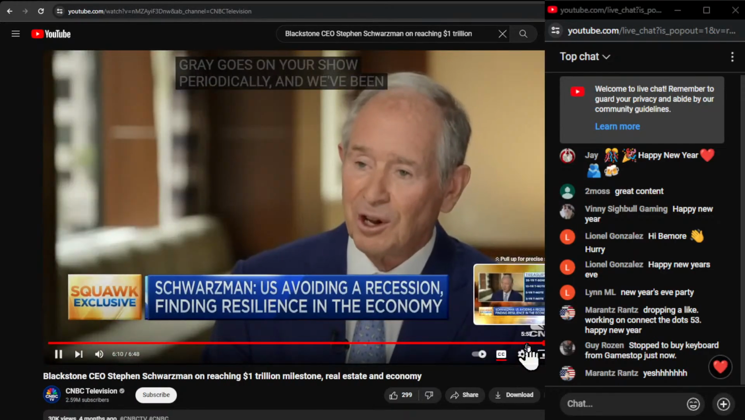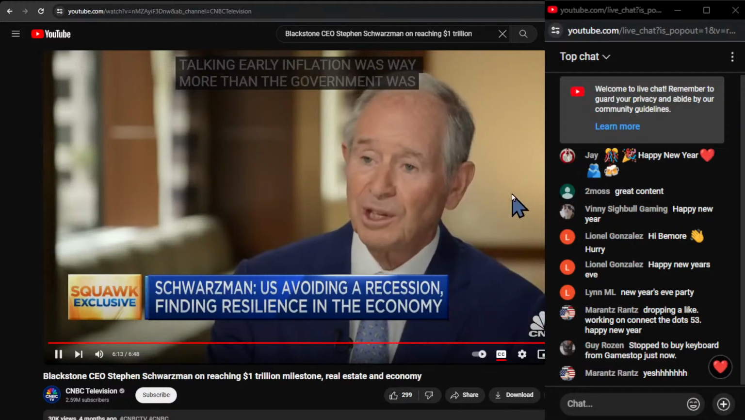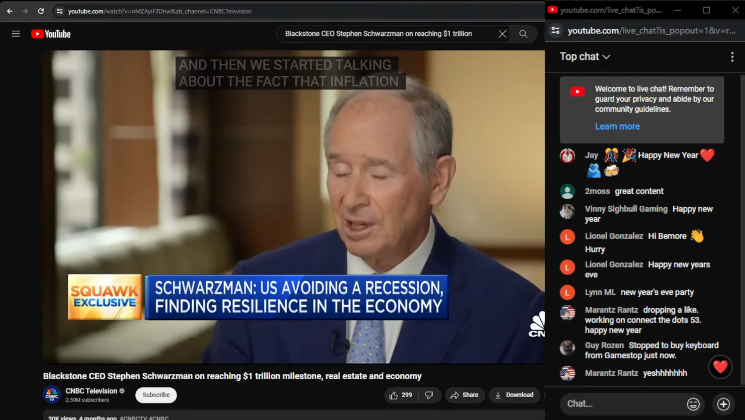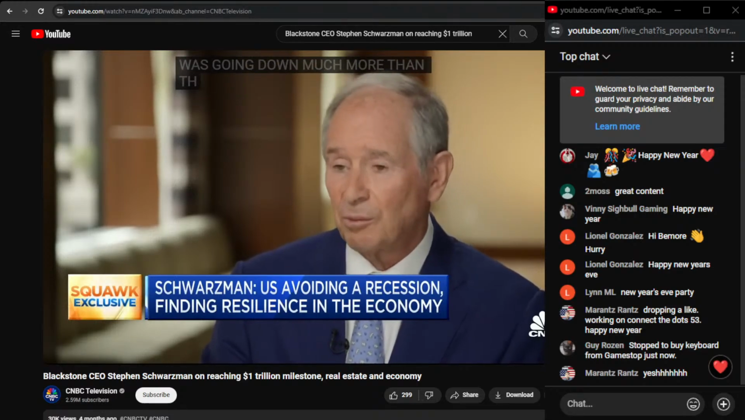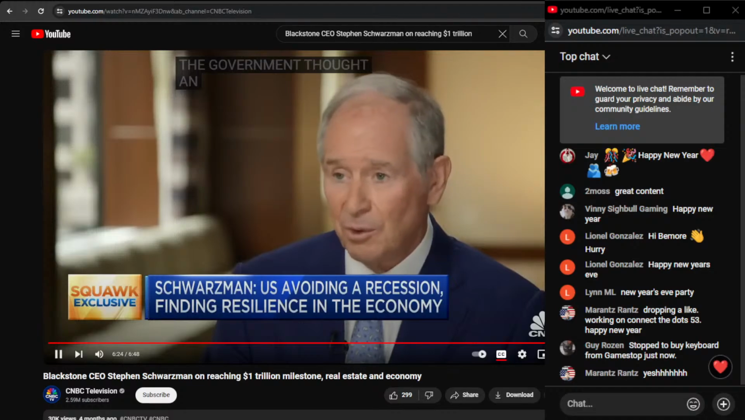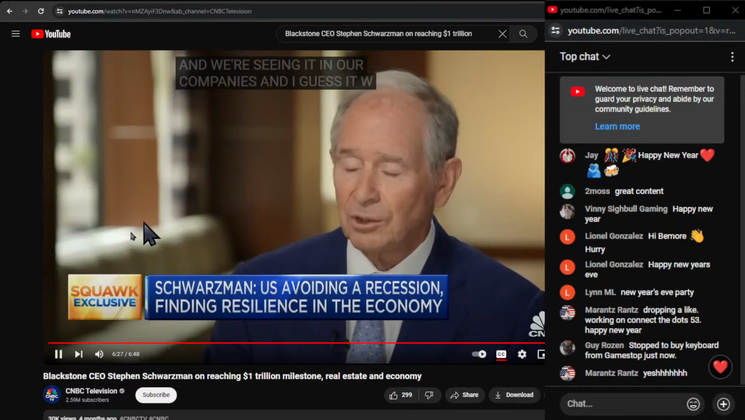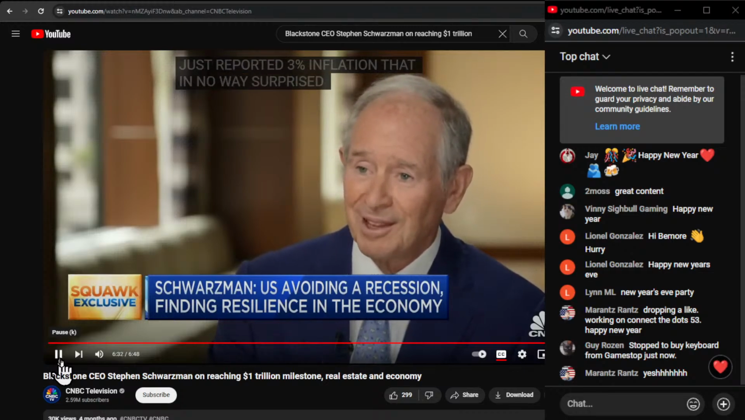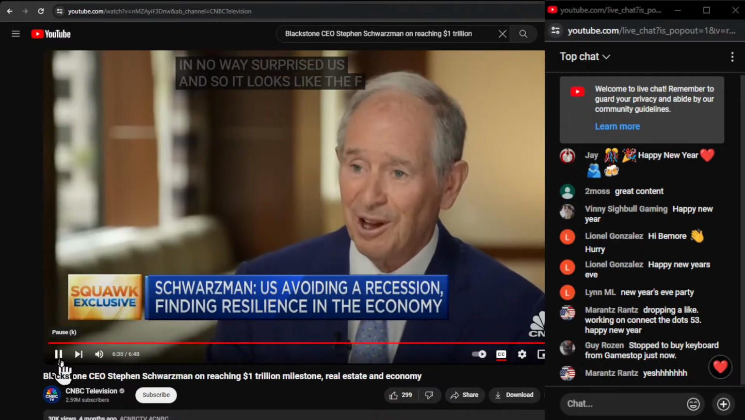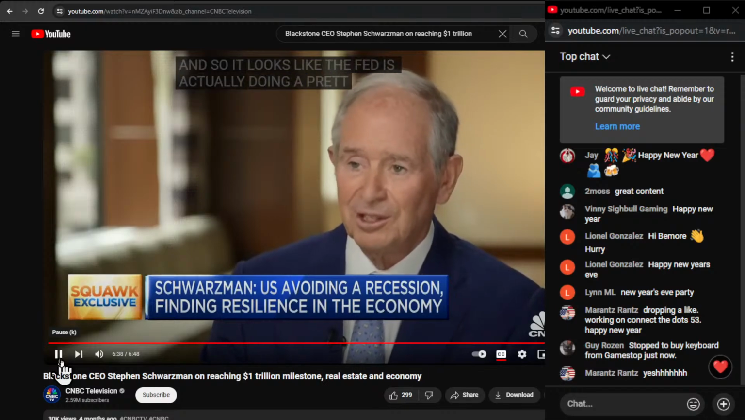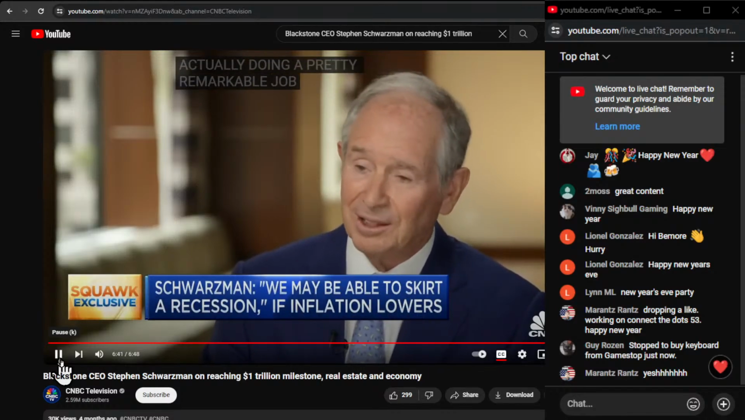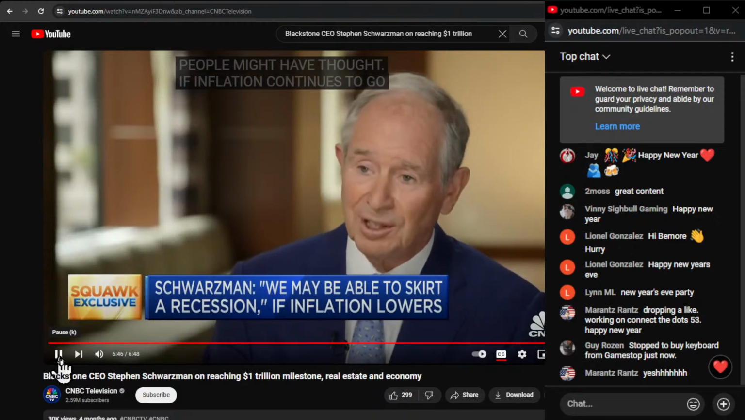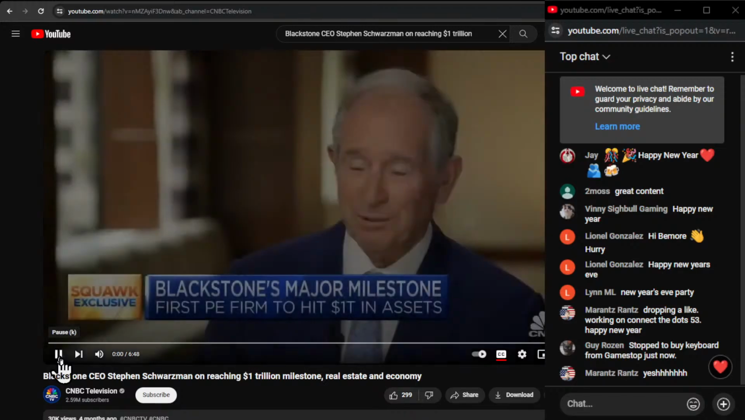And then we started talking about the fact that inflation was going down much more than the government thought. And we're seeing it in our companies. And I guess there was just a report of 3% inflation. That in no way surprised us. And so it looks like the Fed is actually doing a pretty remarkable job, contrary to what people might have thought. And if the inflation continues to go down, that we have full employment, then we may be able to skirt a recession.